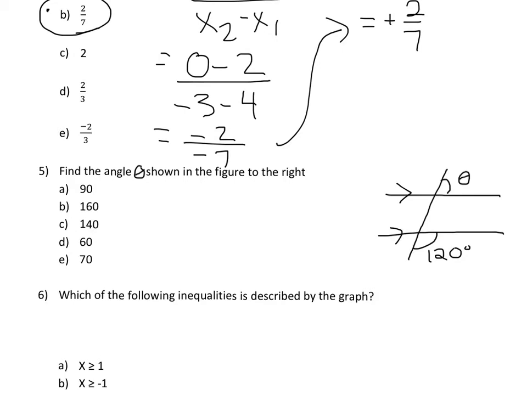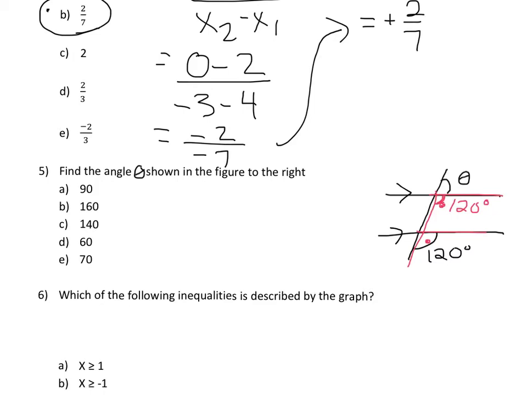One thing that I do know about this is the first thing I see in this is an F pattern. Remember the F pattern? That means this angle and this one, the ones in the little corners of the F, are equal. So that means right here is 120 degrees. Now that doesn't answer our question yet. That doesn't tell us what angle theta is.